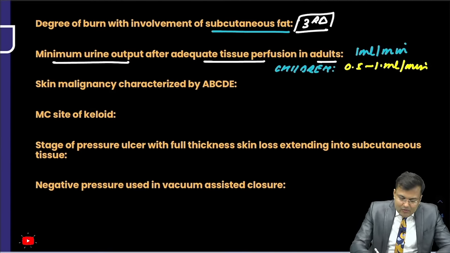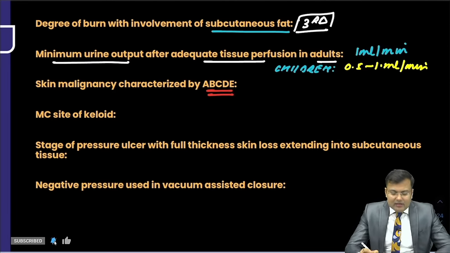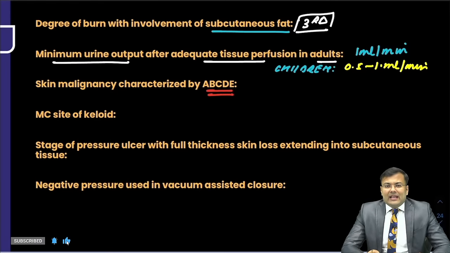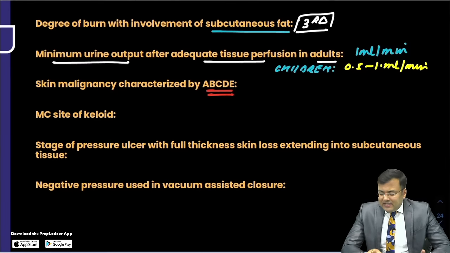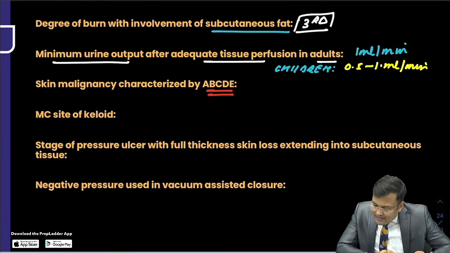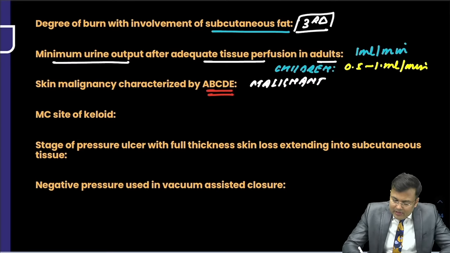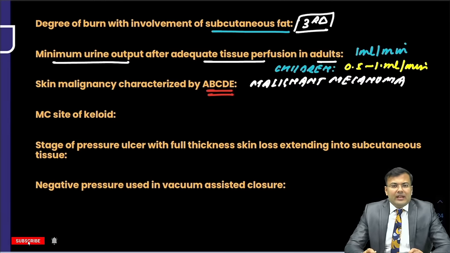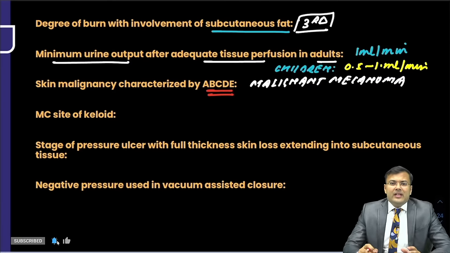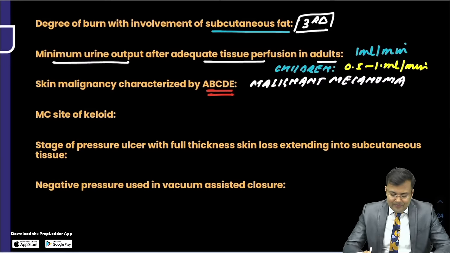Okay, next, what is the skin malignancy characterized by A, B, C, D, E? It's a question of AIIMS and INI-CET. Malignant melanoma, very good Shefali. And what is A, B, C, D, E? A means asymmetry, B means border irregularity, C means color variation, D change of diameter more than 6 mm, E evolution in shape, size or color.